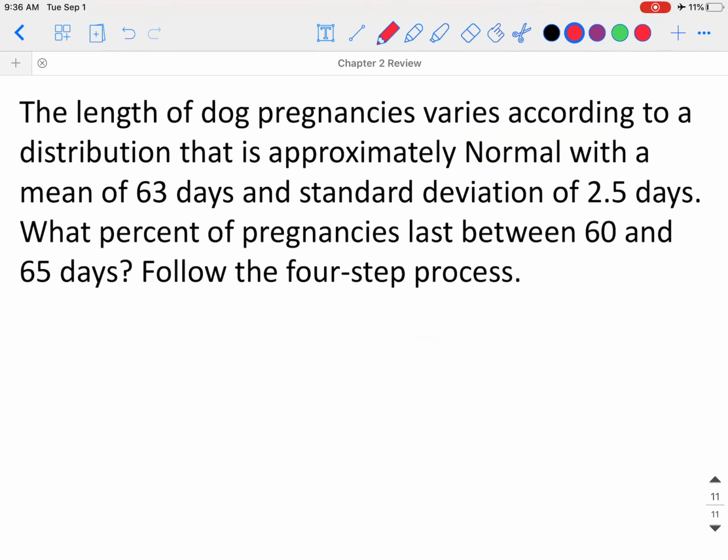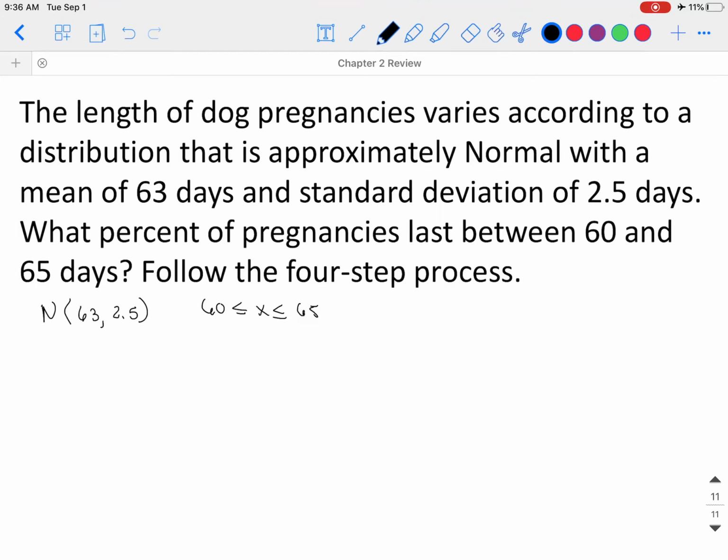The length of dog pregnancies varies according to a normal distribution, with a mean of 63 days and a standard deviation of 2.5 days. What percent of pregnancies last between 60 and 65 days? Follow the 4-step process. Since we have to follow the 4-step process, we do need to start with our state. So when we state, we can let x equal the number of days a dog pregnancy lasts, and we need to find the percent of pregnancies that last between 60 and 65 days.